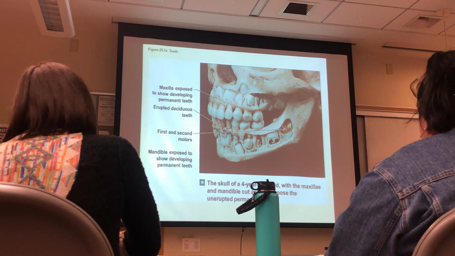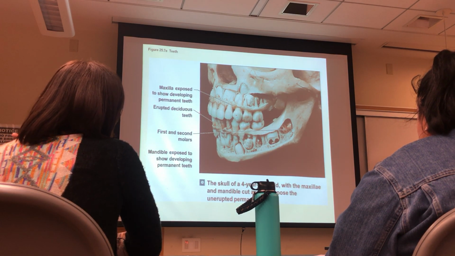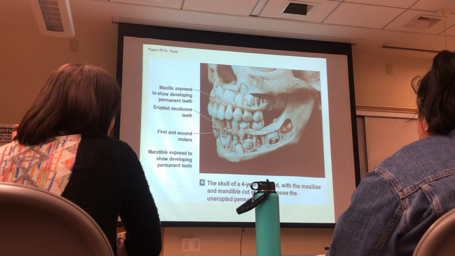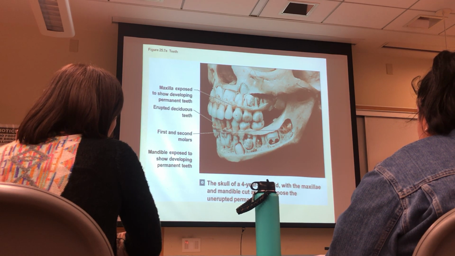And then this is our deciduous teeth. The first set of teeth you get as an infant is deciduous. You lose those for your permanent teeth. You can see the permanent teeth in the mandible here and also the maxilla waiting to erupt.